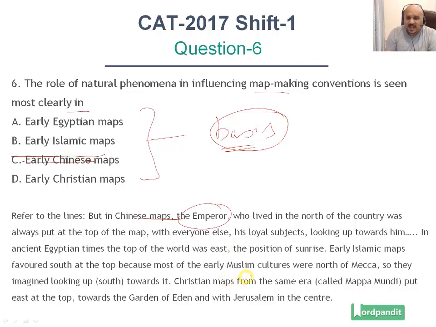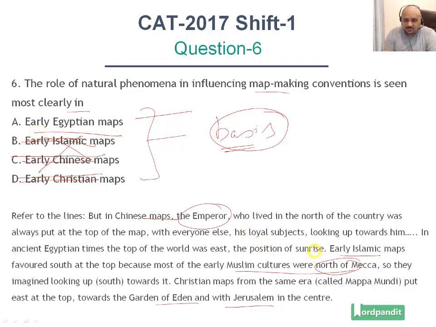Islamic maps and Christian maps. Islamic maps place south at the top because most of the early Muslim cultures were north of Mecca, so religious reasons. Christian maps from the same era put east at the top towards the Garden of Eden, with Jerusalem at the center, again religious reasons, right? So your Christian maps, your Islamic maps, your Chinese maps are ruled out, leaving us with Egyptian maps only.